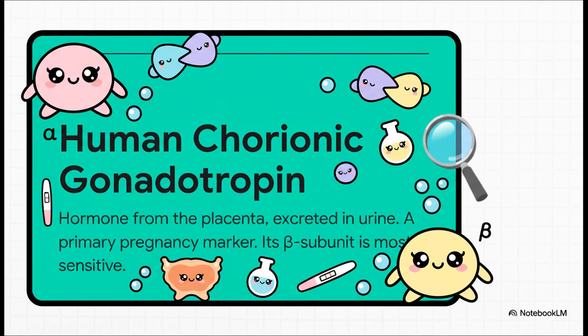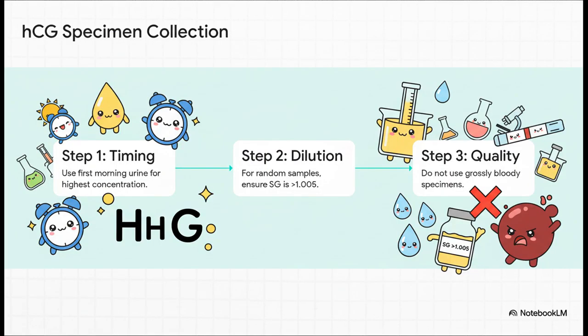This is the pregnancy hormone. It's produced by the placenta almost right after conception, and its presence in urine is what makes those pregnancy tests turn positive. Now, for you as lab students, here's the key detail. HCG has two parts, an alpha and a beta subunit. It's that beta subunit that we target because it gives us the most sensitive, most specific test for an early pregnancy. Remember that.